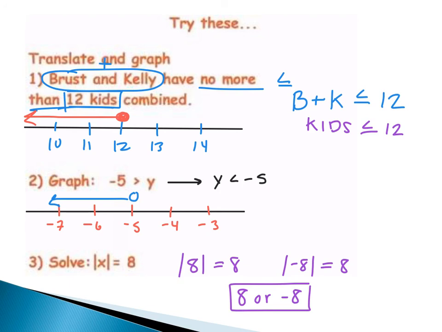And then lastly, solve. Absolute value of x equals 8. So what number, when I take the absolute value of it, would give me 8? Basically saying what number is 8 units away on a number line. Okay, so you could graph it. I didn't need to. What I thought about, okay, is the absolute value of 8 is 8. That means 8 is 8 units away from 0, and -8 is also 8 units away from 0. So the two answers I get would be 8 and -8.